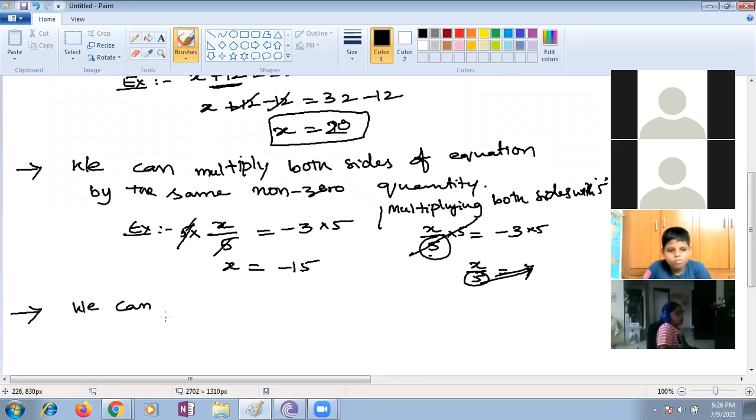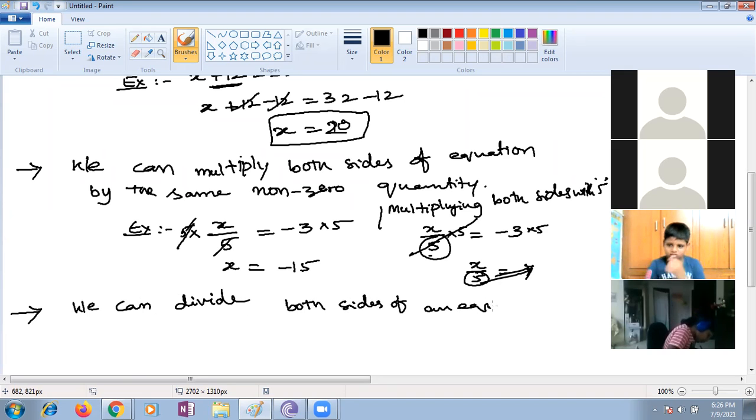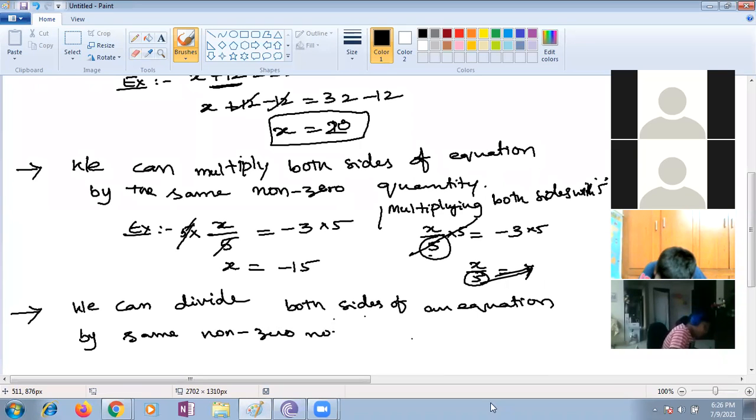So that we can solve a simple equation, we can divide both the sides of an equation by the same non-zero number. Now my example is here.